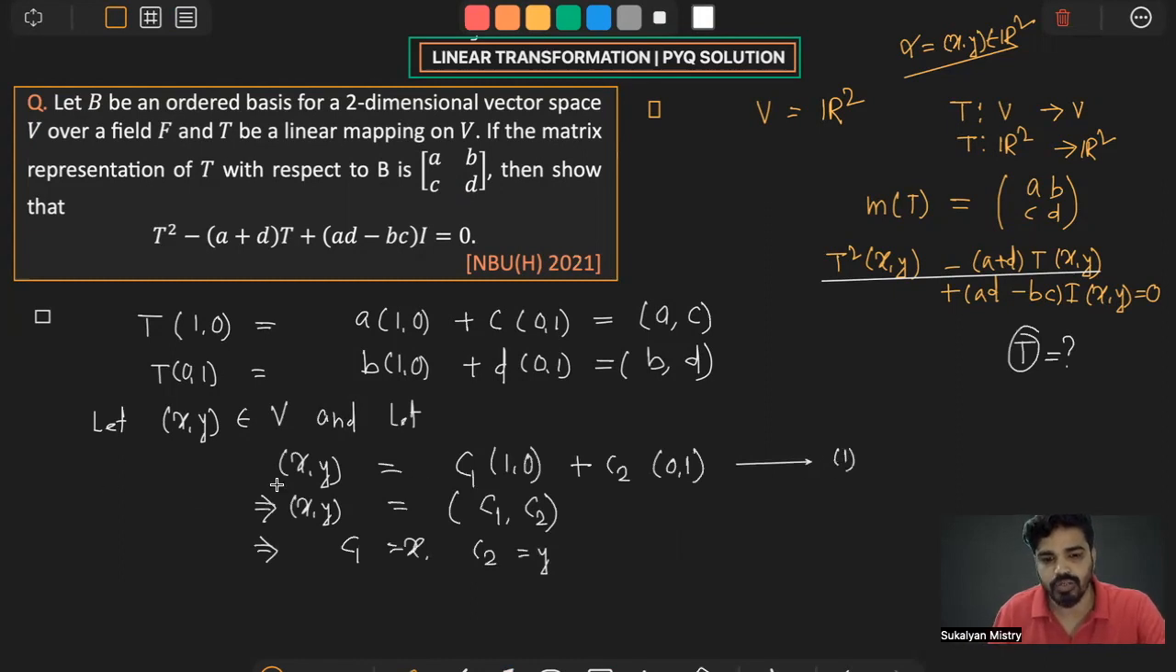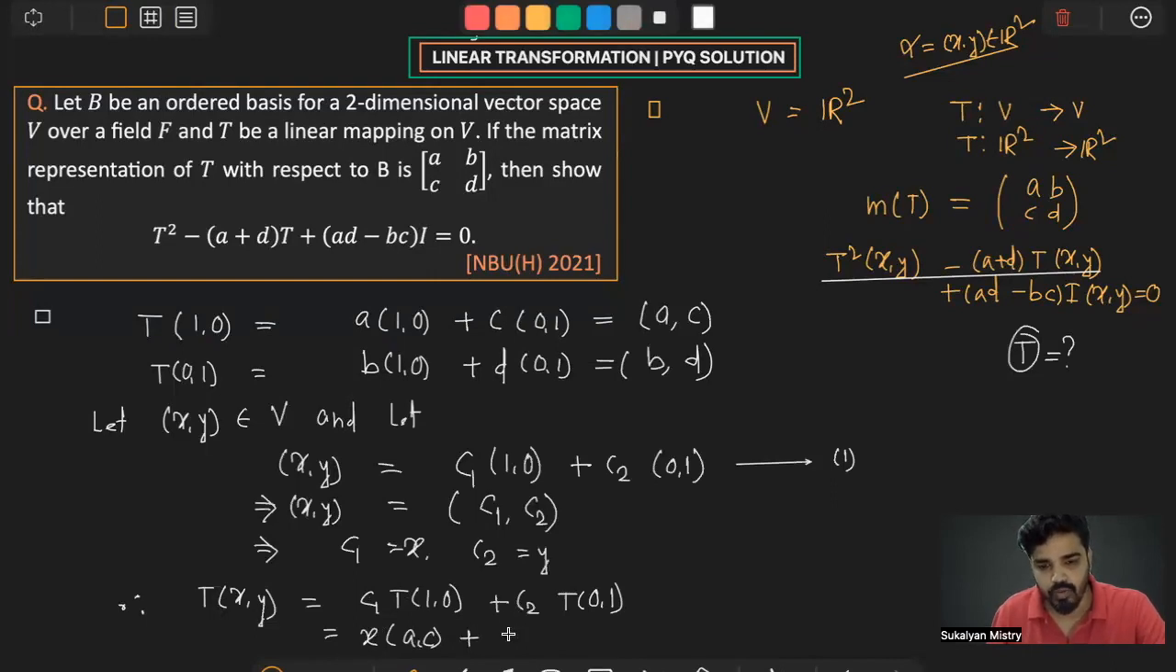Now taking the transformation, therefore T of (x, y) equals C1 into T of (1, 0) plus C2 into T of (0, 1). T of (1, 0) is (a, c); (1, 0) maps to (a, c). What is the value of C1? The value of C1 is x, so x into (a, c). What is the value of C2? C2 is y. T of (0, 1) is (b, d).